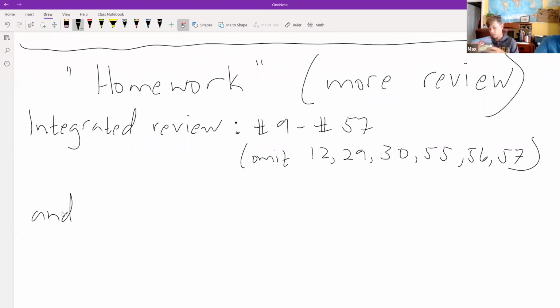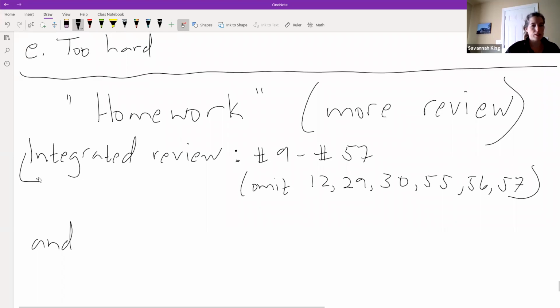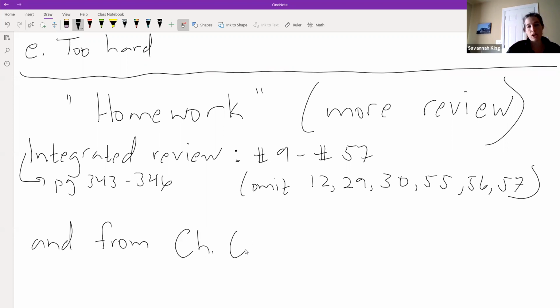Wait, what section is this? The integrated review is what we were working on today. It's page, where does it start? Page 343 through 346. So it's a section that falls between 6.7 and 6.8. They conveniently stick this review section after 6.7. So we went ahead and just used it today instead of learning something new. So the integrated review, and then from the actual end of chapter review document, I know it's confusing, there's reviews upon reviews.